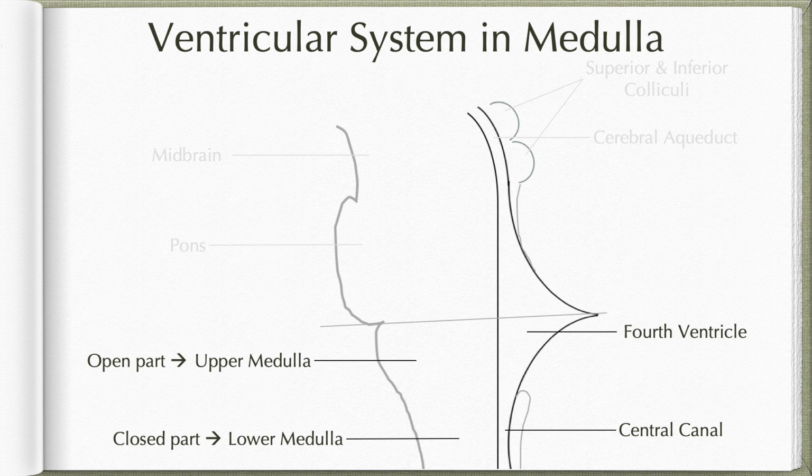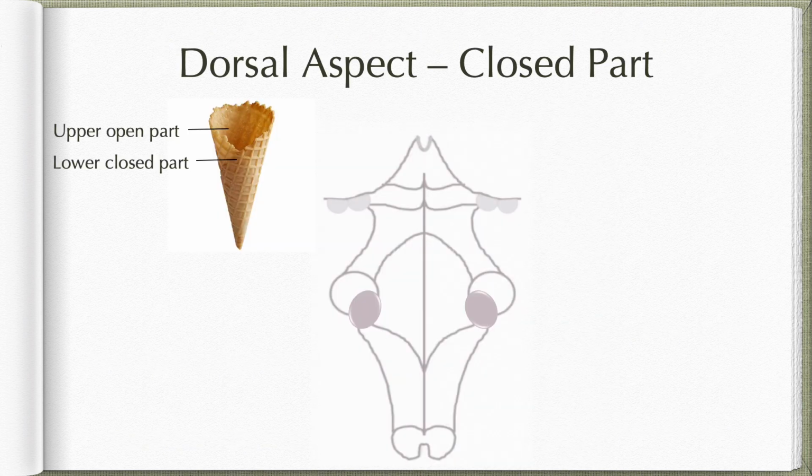Now this information is important when we are studying the dorsal surface of the medulla oblongata. So the dorsal aspect will be studied as two separate parts. One, we study the dorsal aspect of the lower closed part of the medulla, which is continuous with the dorsal surface of the spinal cord. And the second, we study the dorsal aspect of the upper open medulla, where we are actually seeing the posterior aspect of the cavity of the ventricle.